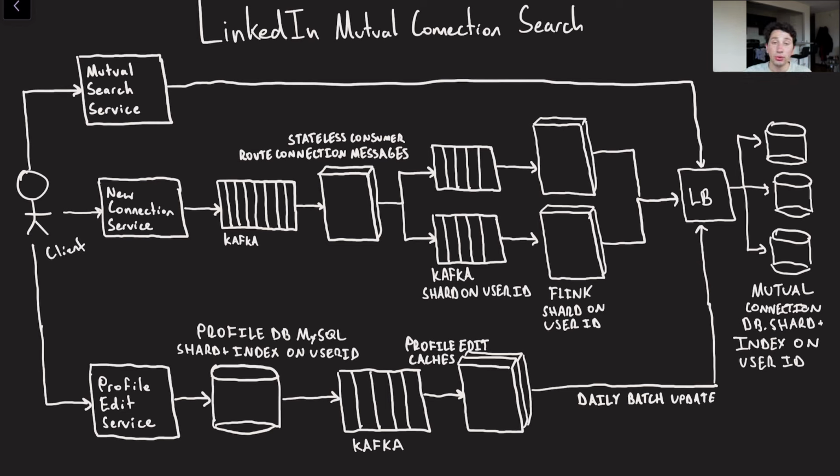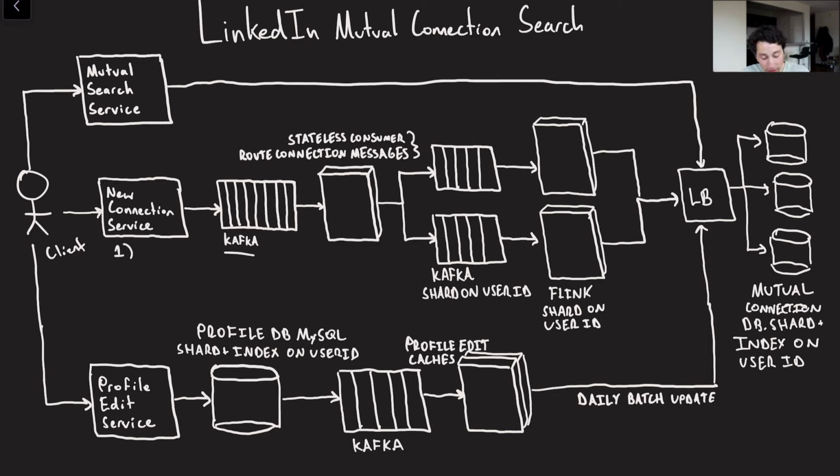I already went through what happens when a client makes a new connection, but let's go ahead and get started over here. So when a client makes a new connection, the first thing that we can do is put that connection in Kafka. The reason is we just want to put it in there once so we don't have to do a 2-phase commit. We then have a stateless consumer, right? It doesn't need to maintain any state, so it doesn't have to be Flink or anything like that. It can be any old server that just listens to Kafka.